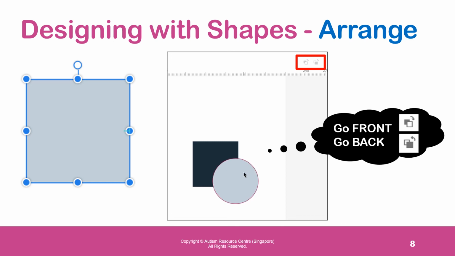So to start arranging, click on your shape, do an arrange, move back or move front. Once again, you may have to do this a few times if you are working with several shapes.